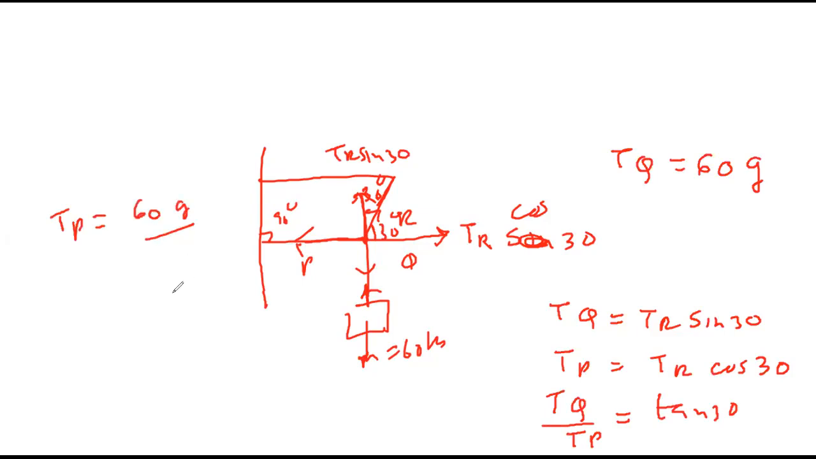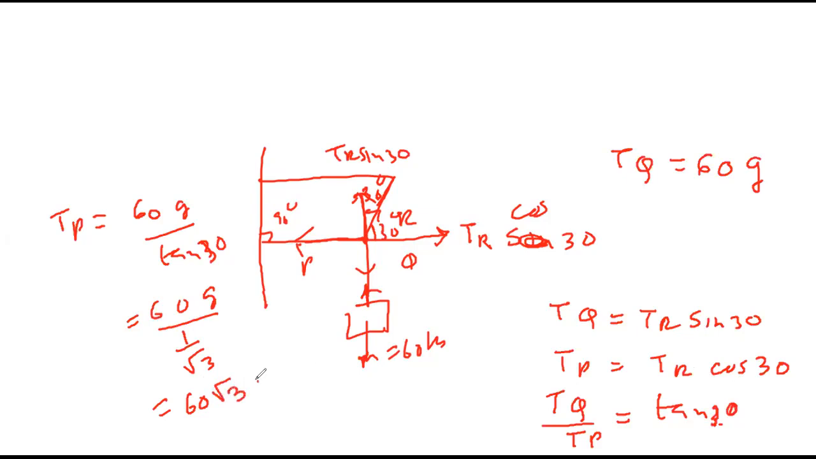What is tan 30? Tan 30 is how much? 1 by root 3? Yes, sir. And tan 60 is root 3. No, tan 60 we don't want, we want tan 30. See, sin 30 upon cos 30 is tan 30. Yes sir, I said that just to remember.